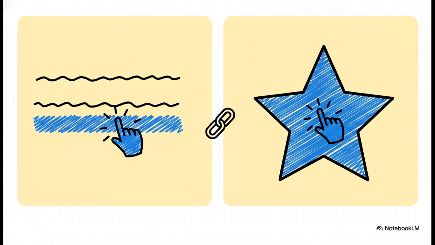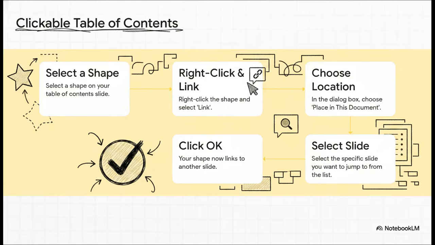Linking text is great for being precise, but linking a shape gives your audience a big, easy-to-click area. Honestly, there's no right or wrong answer. It just depends on the look and feel you're going for. Okay, but check this out. This is where it gets really cool.